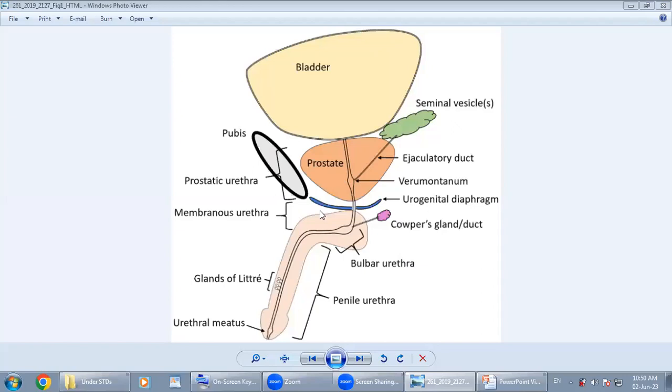This is the figure again. The organism, as we said, may travel to the posterior urethra, affecting the prostate, causing prostatitis or seminal vesiculitis, or travel through the vas, causing epididymitis and epididymo-orchitis, or may enter the bladder with signs of bladder irritation like frequency and urgency.